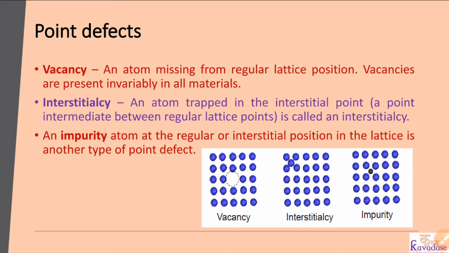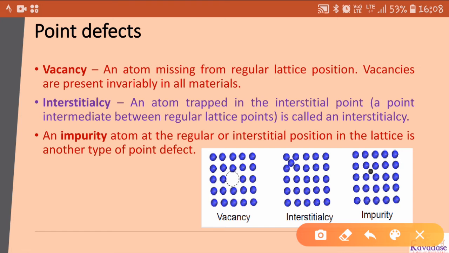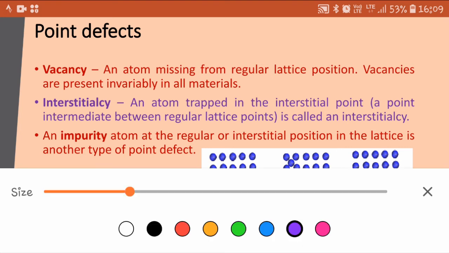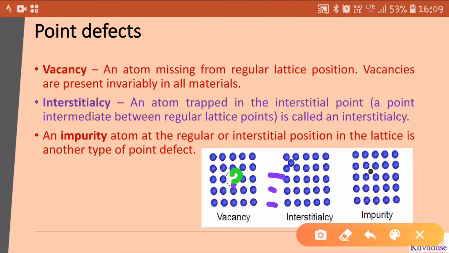So these are examples of point defects. First one is vacancy. You can see there are 5 atoms in the bottommost layer, then 5 atoms, then 4 atoms in the third line. And you can see there is nothing here, a blank space. It means there is a vacancy here.